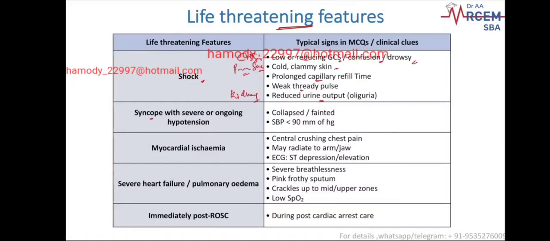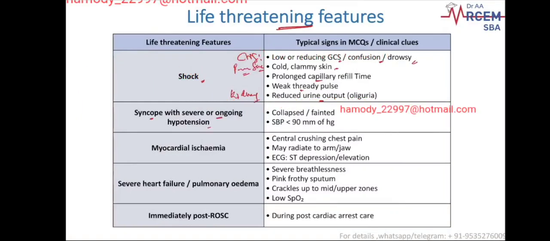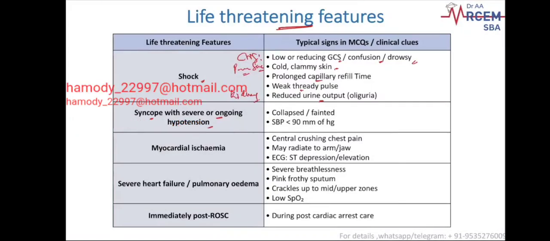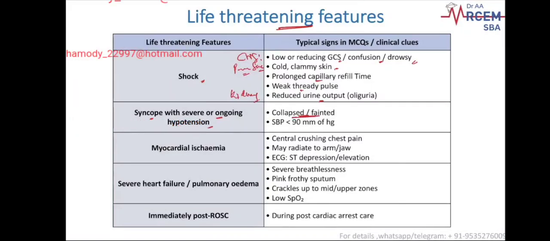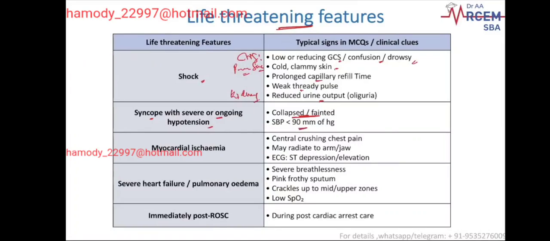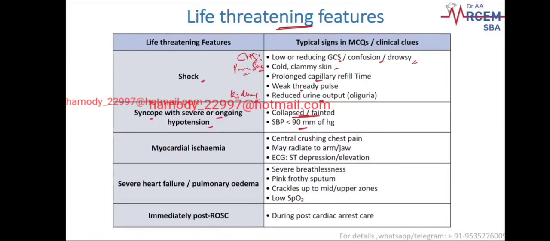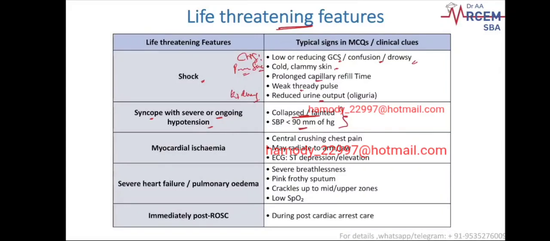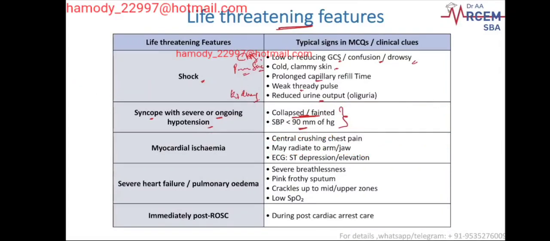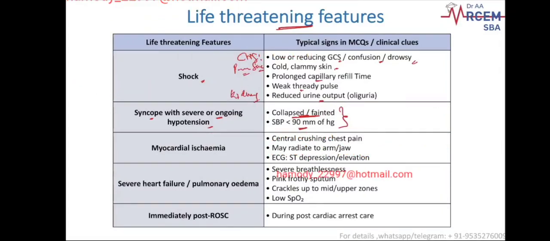Syncope with severe or ongoing hypotension. So what do they mean by this? Someone who has collapsed or fainted, having a blood pressure of less than 90 millimeters of mercury. So it's a combination of this. It's not only syncope, no. Syncope with severe or ongoing hypotension. This should be present to really call it a life-threatening feature.